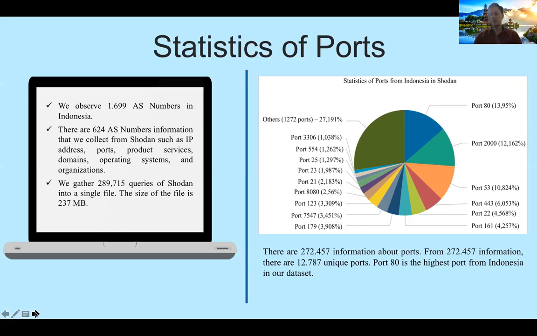This is the statistic of ports from Indonesia in Shodan. There are 272,457 pieces of information about ports. From these, there are 12,787 unique ports. Port 80 is the highest port from Indonesia in our dataset. It is about 13.95%.